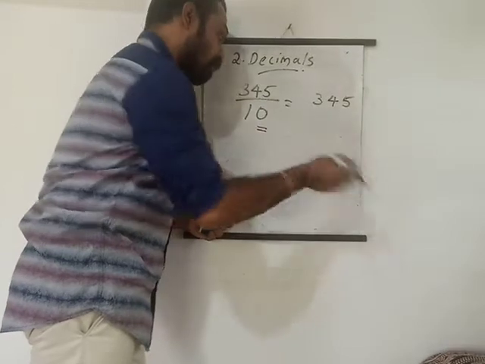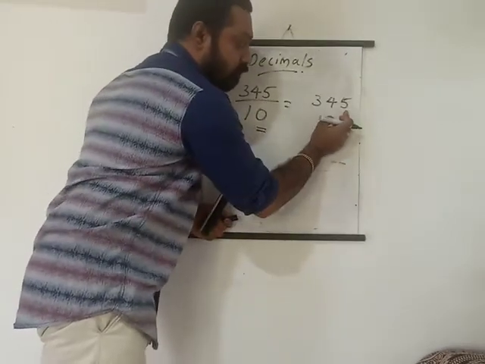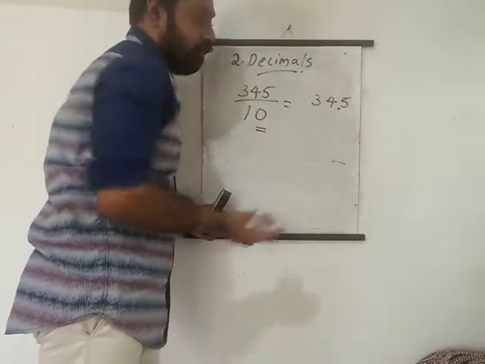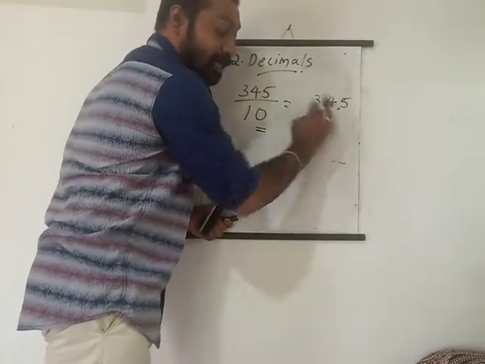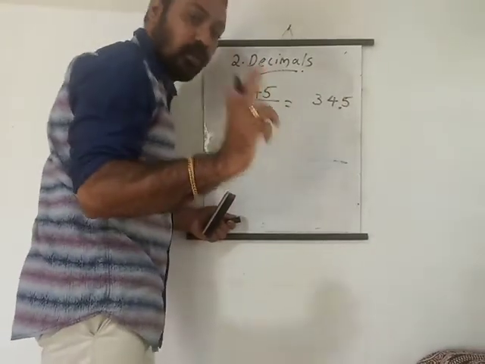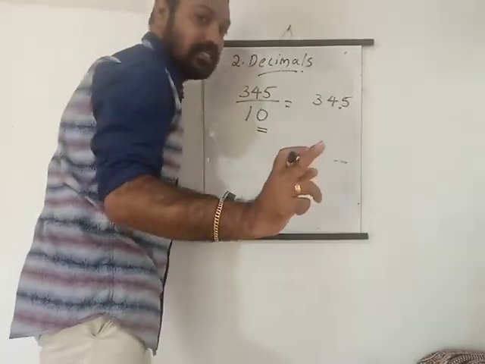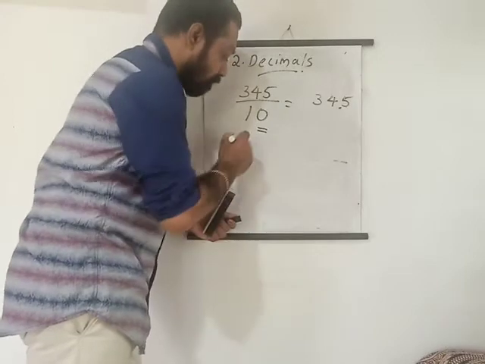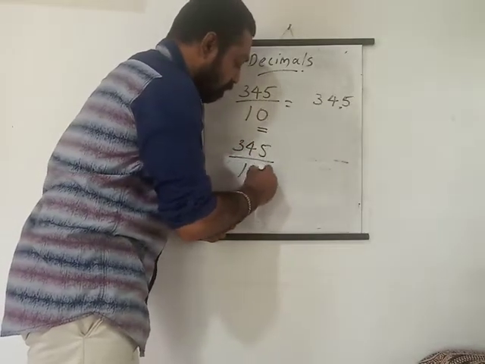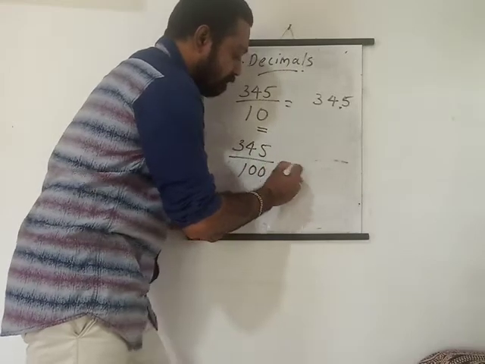Okay. So 1 zero here. So 5. You will get 34.5. Understand? After the point, how many digits? Only 1 digit. It is 34.5. If it is 345 divided by 100.